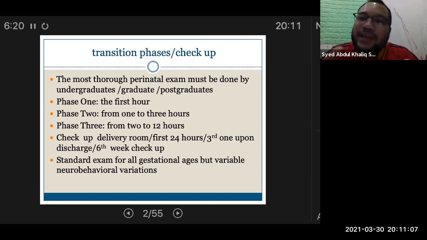So the thing with newborn examination is that the majority of them are normal babies. It is an assessment of normality, assessing and confirming that this baby is actually normal. Okay, all right.